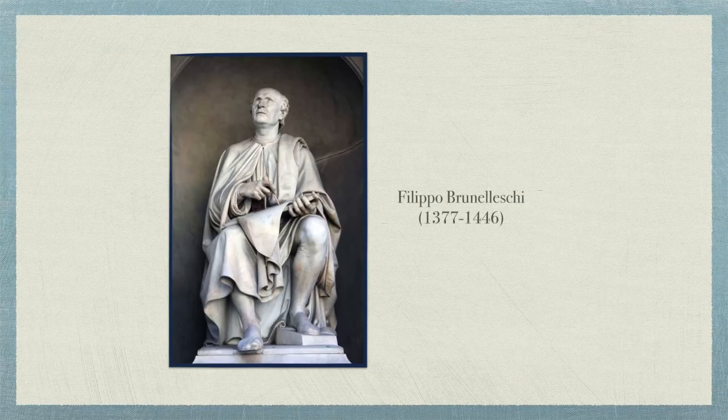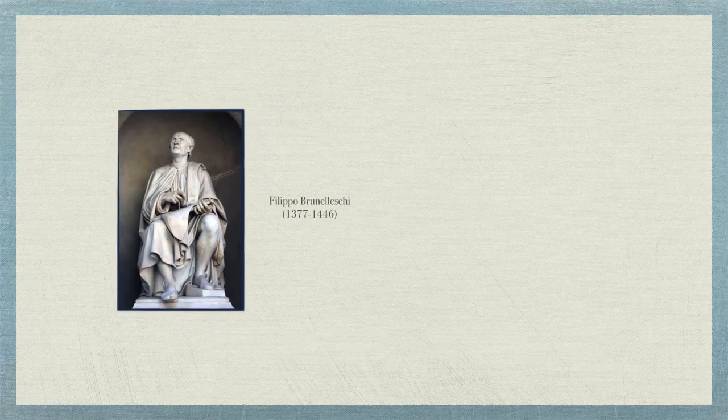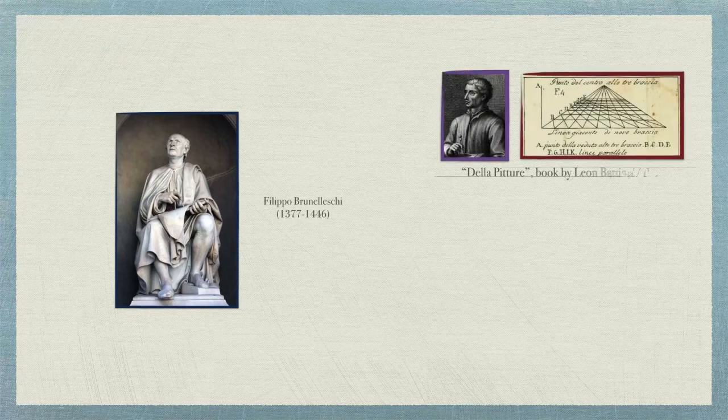Well, a couple of hundred years ago, a man by the name of Filippo Brunelleschi was thinking about this as well. And he decided to do some experiments, which eventually led to the rediscovery of linear perspective. Later on, this architect by the name of Alberti would document and publish Brunelleschi's findings into a book called De la Peinture, or On Painting, as we call it in English.